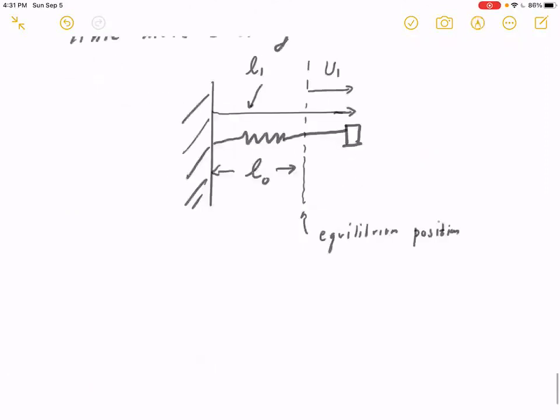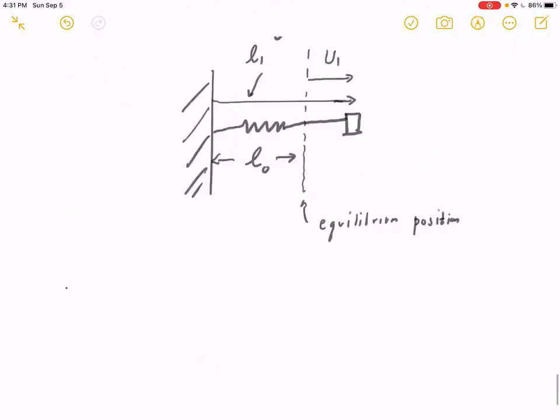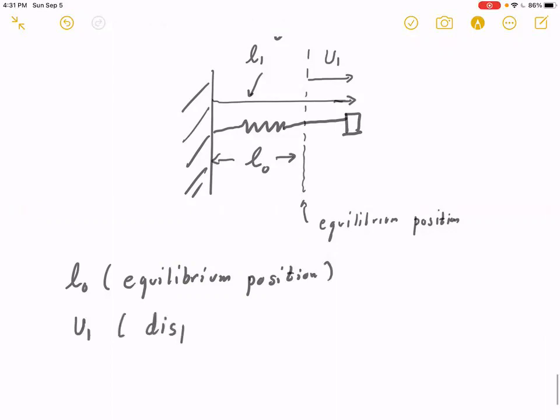So let me relate all of these three variables. L naught is going to be the equilibrium position of the mass. u sub 1 is going to be the displacement of the mass from equilibrium.